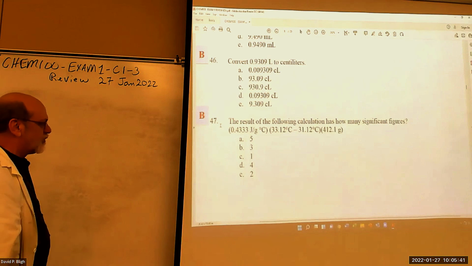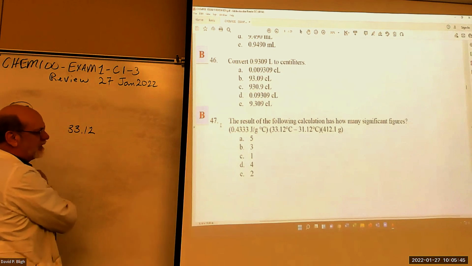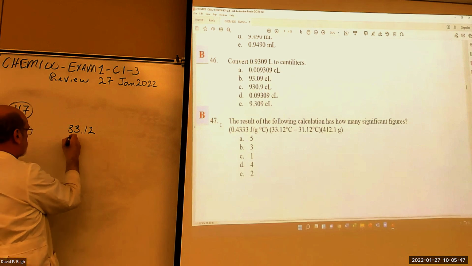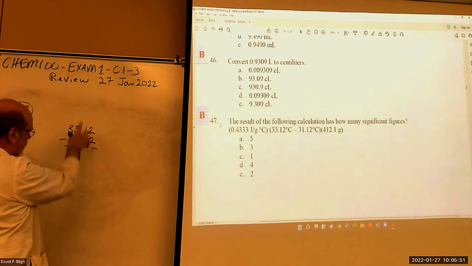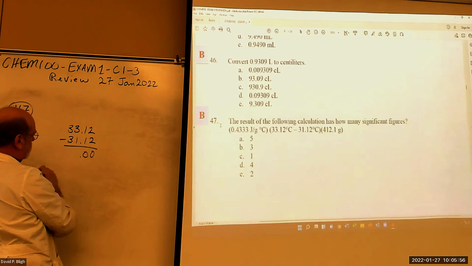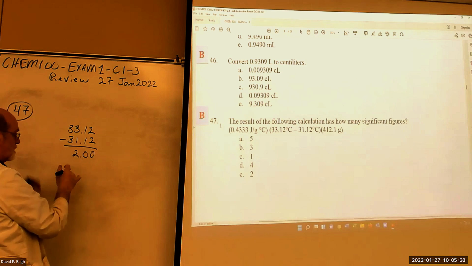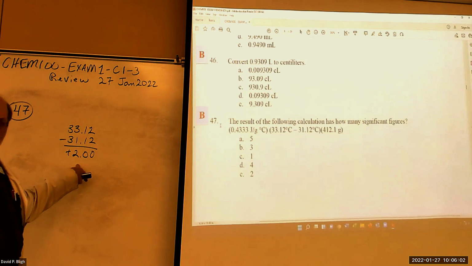So let's see, 33.12, and then we're going to subtract 31.12. Line up the decimals. So that's 0, 0, 2. That's it. Plus 2. 3 significant figures, right?